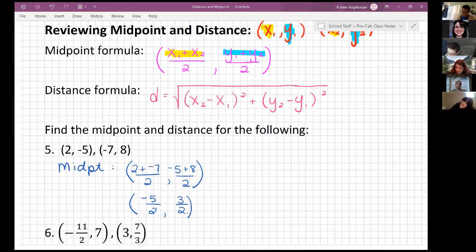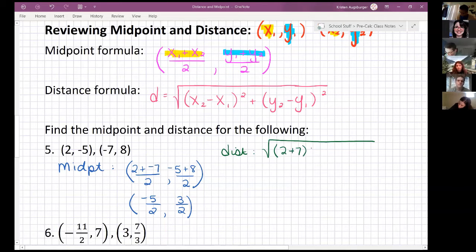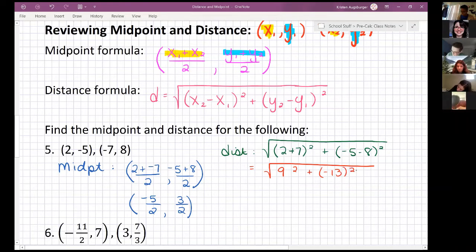Okay? And then when we go through and we try to talk about the distance, we're going to say it is the square root of x minus x. So that becomes 2 plus 7 squared plus y minus y squared. And you want to make sure that when you do these things that you take note of the fact that there is a squared in it. So 2 plus 7 is 9. -5 minus 8 is -13.